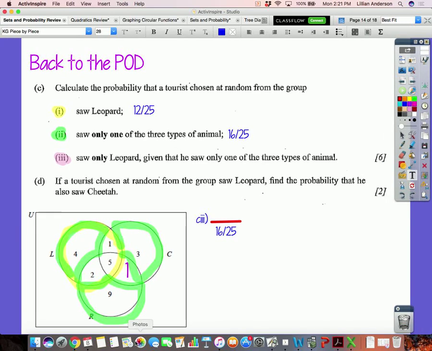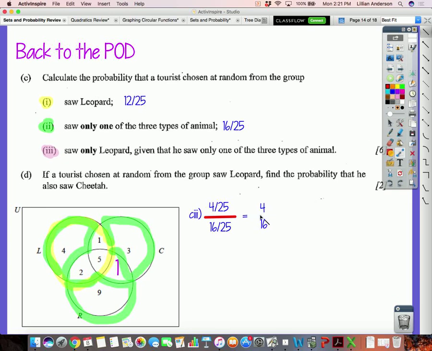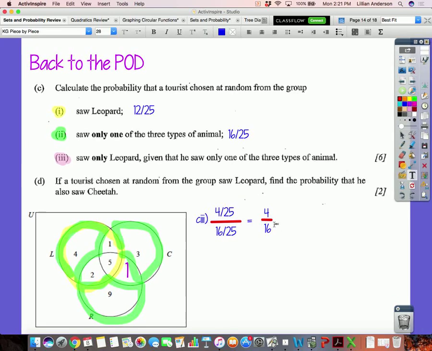So, out of those, what is the probability they only saw a leopard? Well, I'm talking about just in general. How many saw only leopards? 4 out of 25. So that will be your numerator. Keep, change, flip, because you can't leave it like that. That's a fraction within a fraction. And your answer will be 4 over 16. You could reduce it down to 1/4. Either one would be acceptable. But that's using the formula to get your answer. Questions?